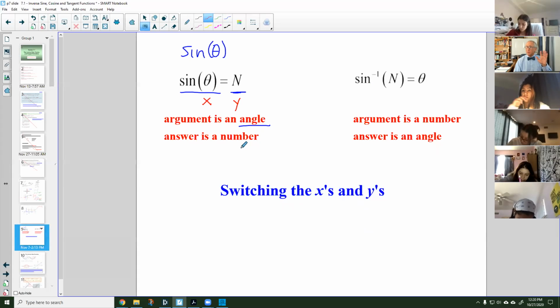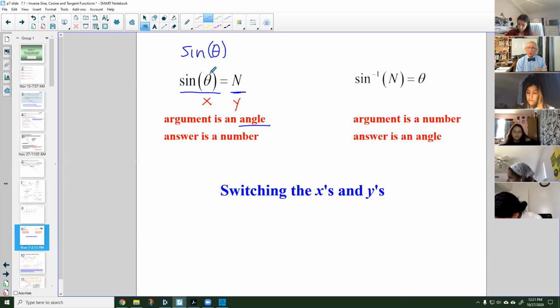I want to stop right there. Does that make sense to everybody? Jordan, could you repeat that one more time, please? Yes. Every function has to have an argument. Are you good with that? Yes. And with a trigonometric function, the argument, the input value, is an angle, which we call theta.